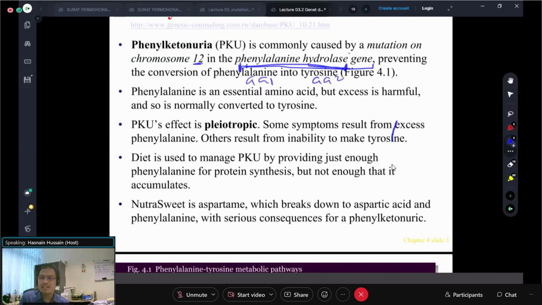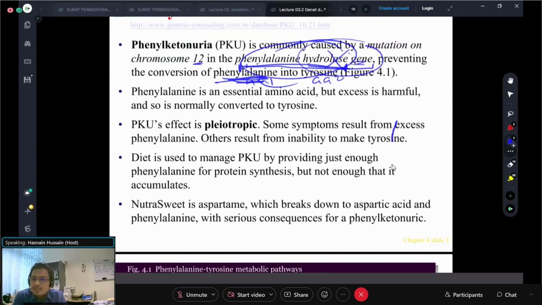So phenylalanine is an essential amino acid, but excess is harmful. So you cannot have too much of this phenylalanine. Usually we are normal because this phenylalanine is converted to tyrosine by this enzyme. Some people are unable to produce phenylalanine hydroxylase because the gene is defective. So that will cause phenylketonuria.